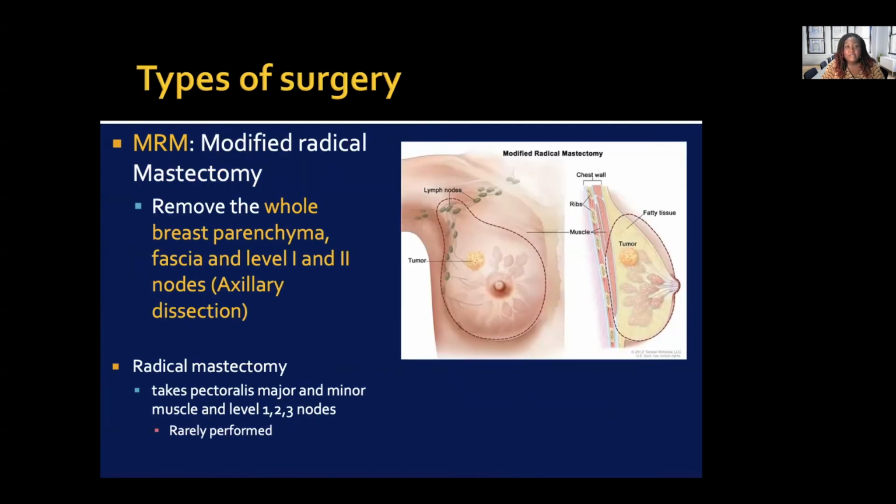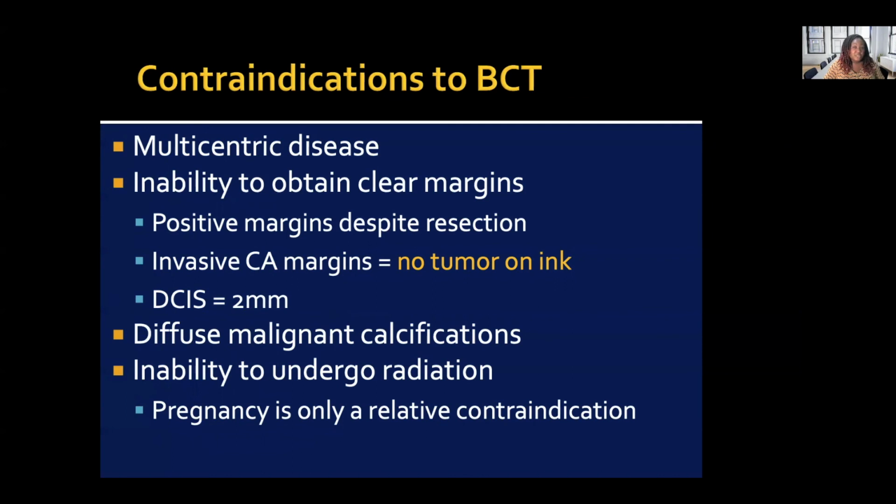A modified radical mastectomy is where we remove the whole breast parenchyma, the fascia, and level 1 and 2 axillary nodes, so a complete axillary dissection. This is not performed as commonly, but is still a very viable surgical procedure and is indicated as a primary modality for certain types of cancers. Radical mastectomy takes the pectoralis major and the minor and the level 1, 2, and 3 lymph nodes. It's rarely performed.